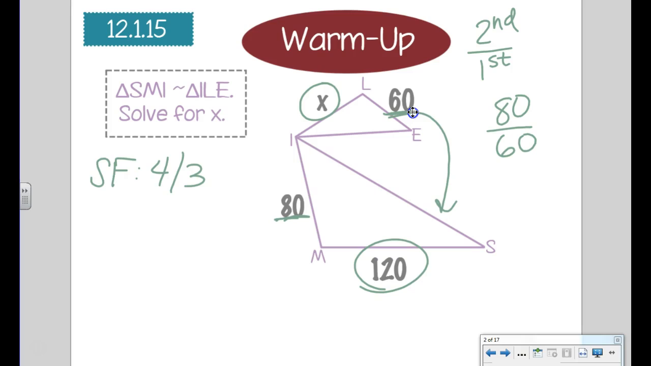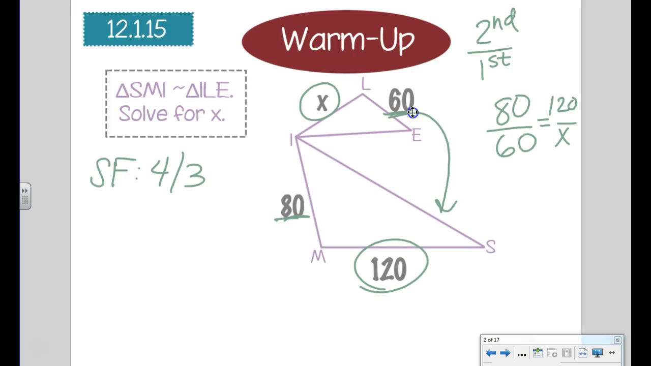Alex, can you set me up a proportion to find X? All right, we're going to use this that we already had. 80 is to 60 as, finish off my proportion. 80 is to 60 as, well, you can't start with this one. You can't go from big to small and then go from small to big. You know what I mean? Yeah, there you go. 120 is to X. So we're just setting up a proportion by finding those corresponding sides.